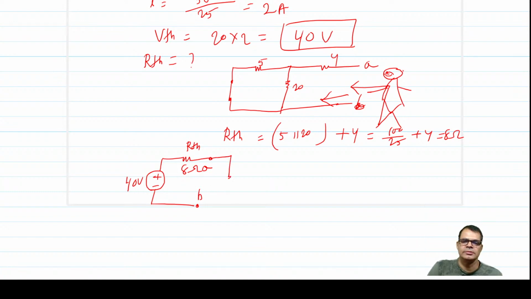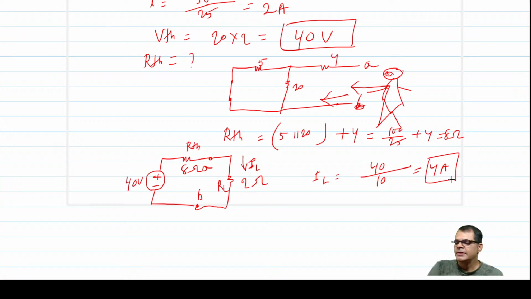Now connect your load 2 ohm. So the current through the load IL is equal to 40 upon 10, which is 4. This is a very simple example. So any sort of circuits, you can reduce it into the Thevenin equivalent circuits. Okay.